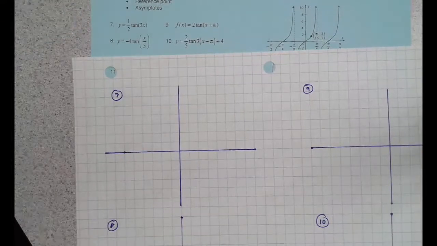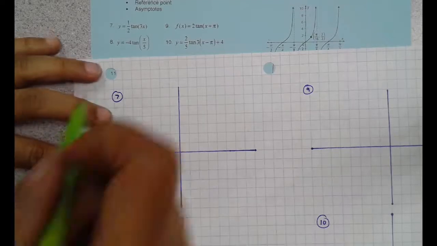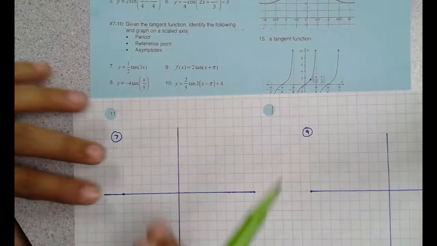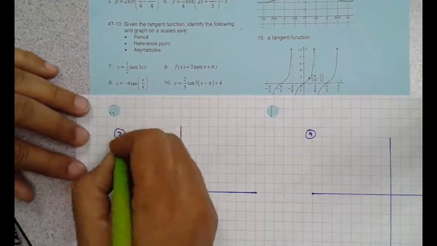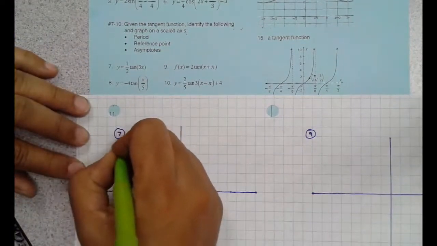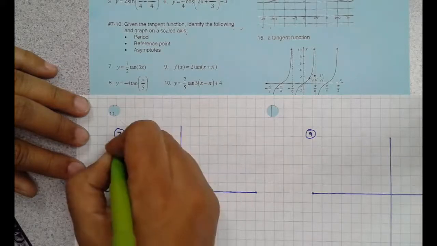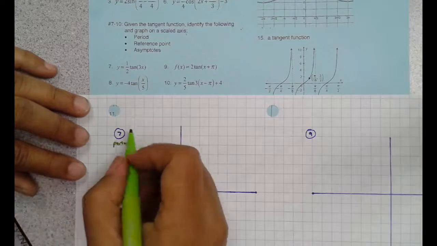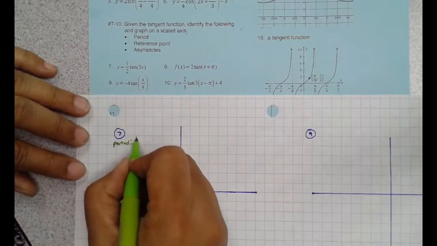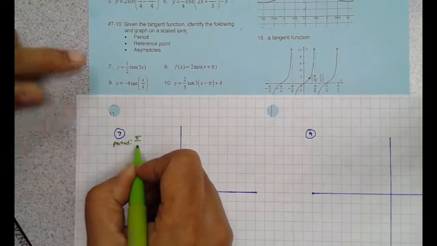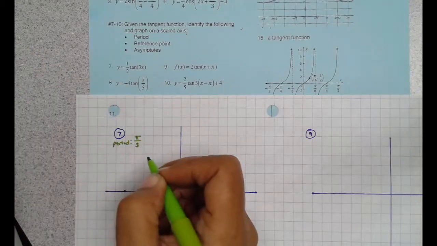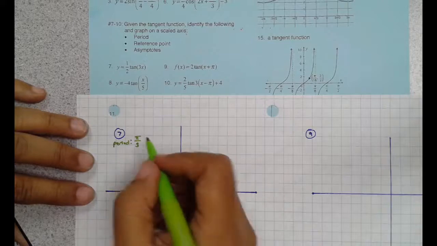We are going to do tangent now. So now we're going to find our period, reference point, and asymptotes. Okay, so let's start off with the period. I'll write it underneath here. So remember the formula is different for tangent. It's pi over b, not 2 pi. Pi over b, and our b value is in front of the x, which is 3. So this is going to be actually pi over 3 for our period.